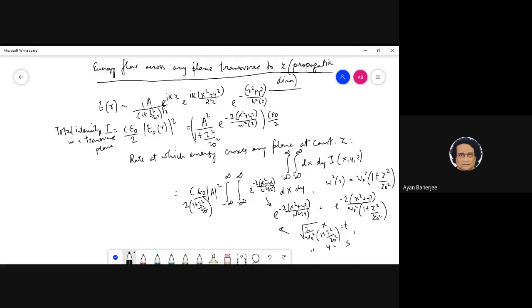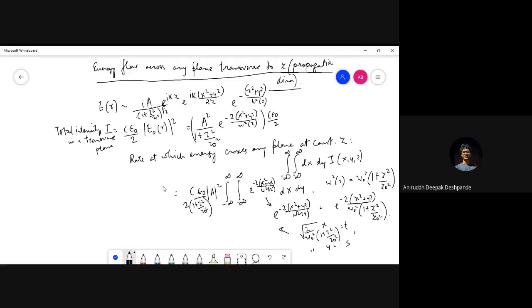So this normally gets cancelled out. Gaussian, which is e power minus alpha x square, the integration of that is root pi by alpha. Absolutely. So you can just use that fact. Alpha is 2 by omega naught square, that whole thing is alpha.